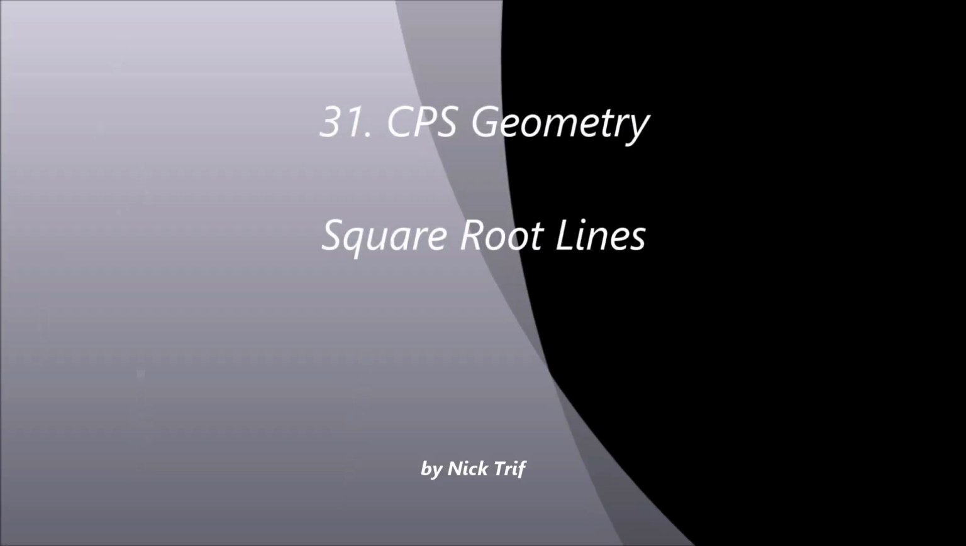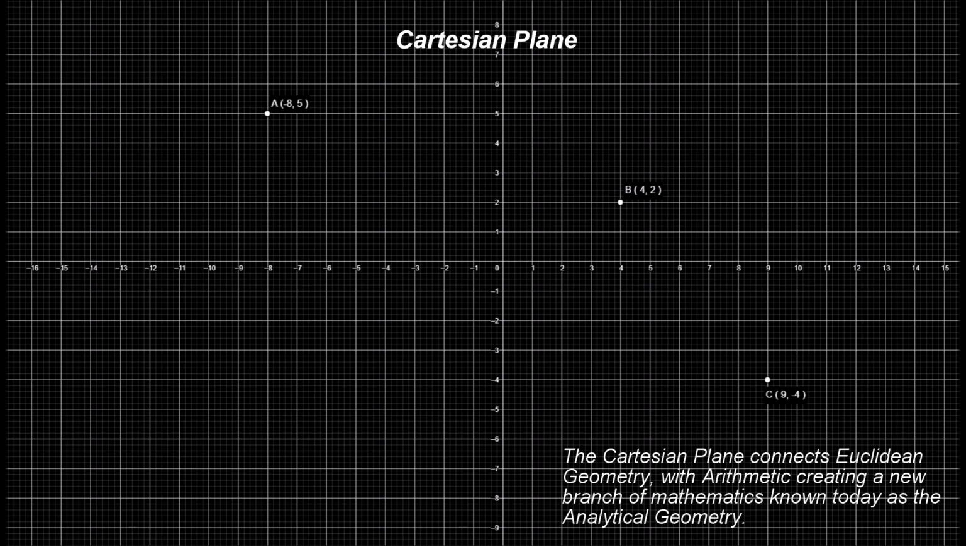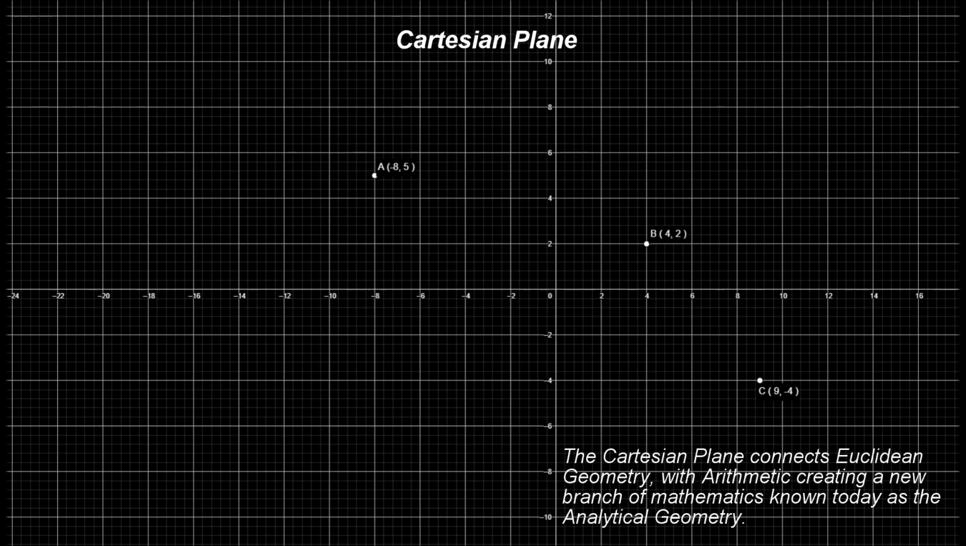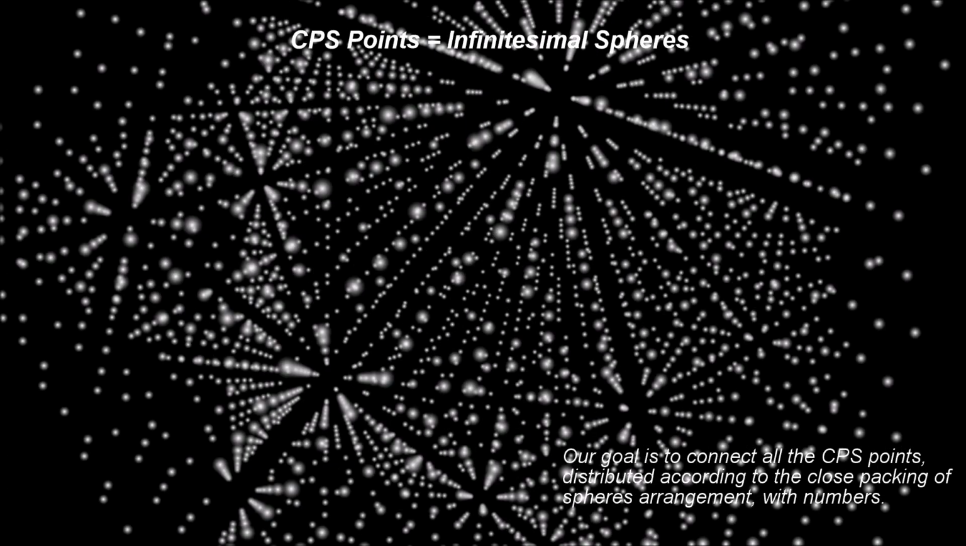CPS geometry. Square root lines. In a final analysis, the Cartesian plane connects the points of the Euclidean plane with pairs of numbers. By doing this, the Cartesian plane connects Euclidean geometry with arithmetic. In this process, a new branch of mathematics is created, known today as analytical geometry.